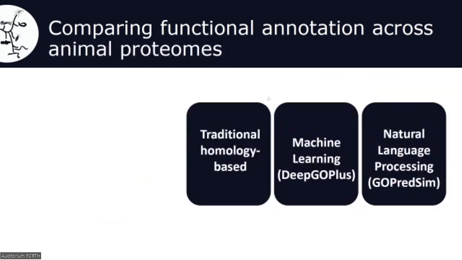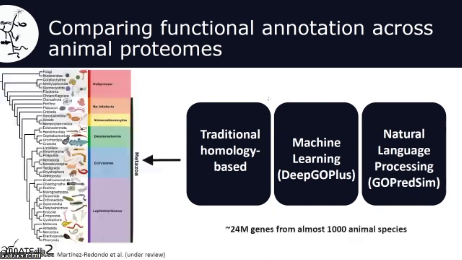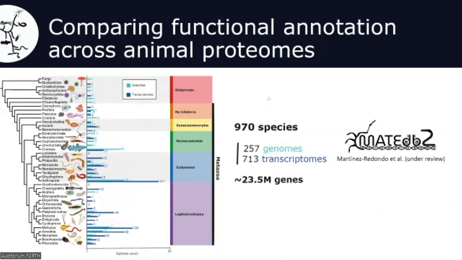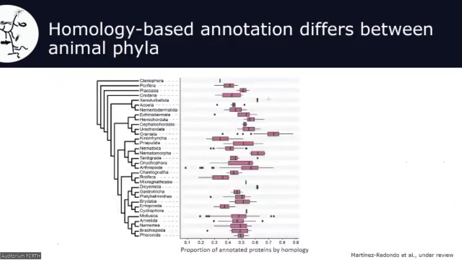As in my lab we are working with weird organisms, non-model organisms, we wonder how these methods work with non-model organisms. So I have this huge data set of animals. It has 970 species, 960 animals from genomics and transcriptomics. It's 23.5 million genes. It includes the whole diversity of animals, not only the ones that are most known, but some weird ones.